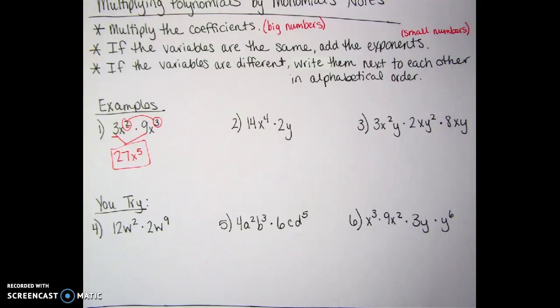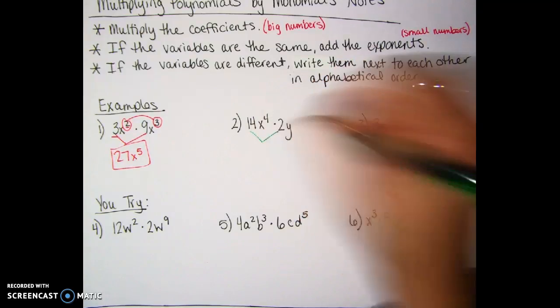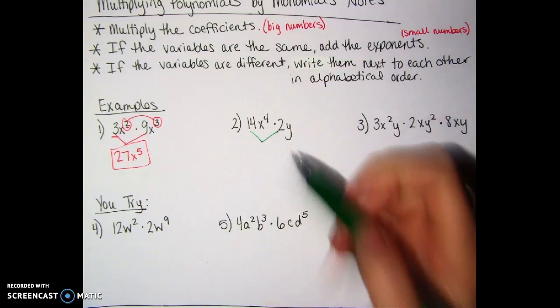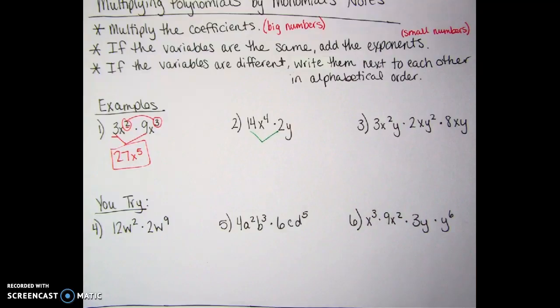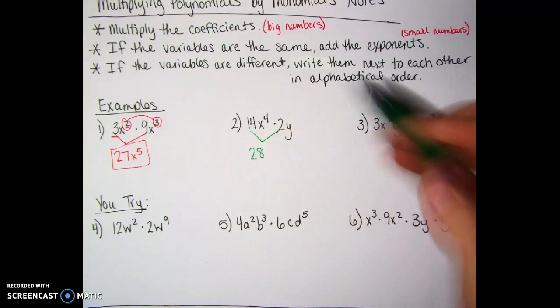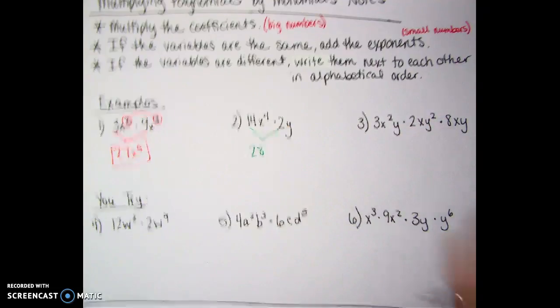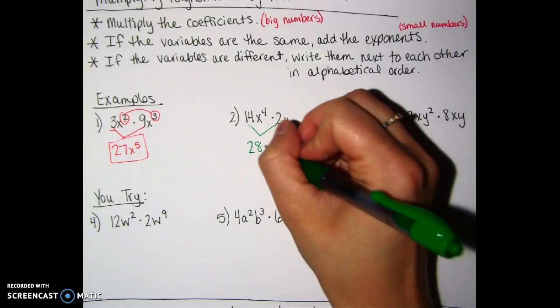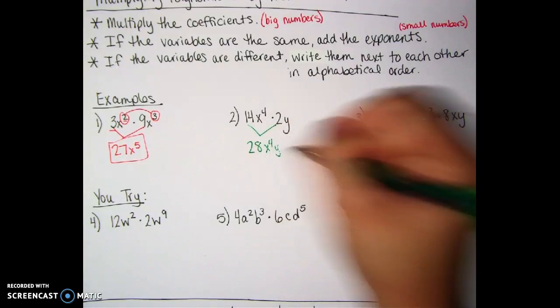Okay, let's look at number 2. Multiply 14 times 2. Even though they do have different variables, you can still multiply those coefficients, or the big numbers. 14 times 2 is 28. And they're different, so we're just going to write them right next to each other in alphabetical order. So that's x to the 4th, y.